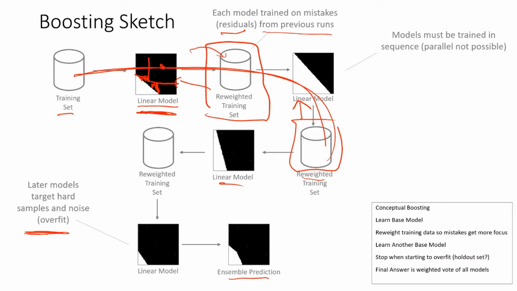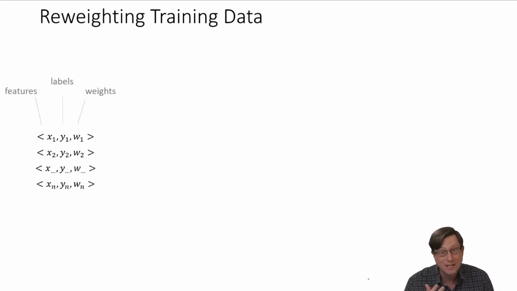But a simple run through of conceptual boosting is you learn the base model, reweight the training samples so mistakes get more focus, learn another base model, and stop when you're starting to overfit. That is, if you use a holdout set like the validation data to figure out the number of base models to learn, you would sweep that parameter up until you start to see the training loss and the validation loss diverge. And then you might say, oh, that looks like where we're starting to overfit, let's stop. And then the final answer is a weighted vote of all the models. Now we have something new to add to our learning algorithms.